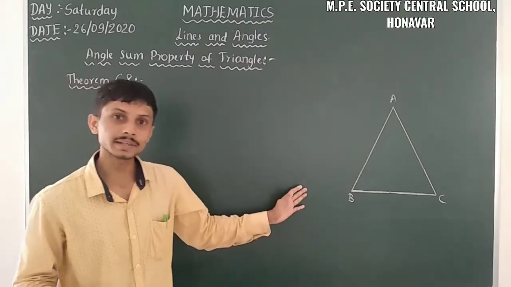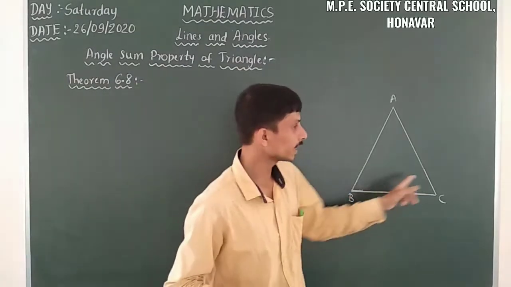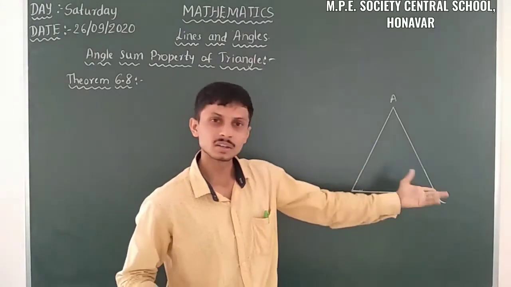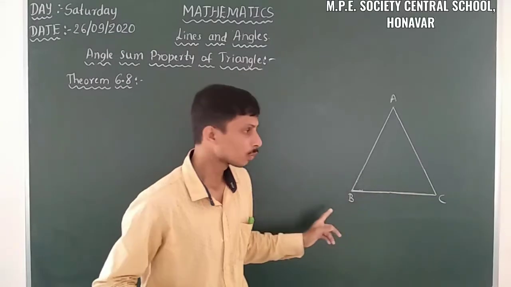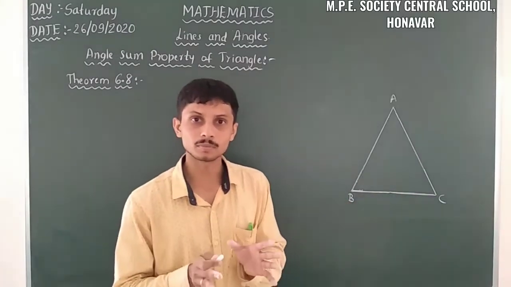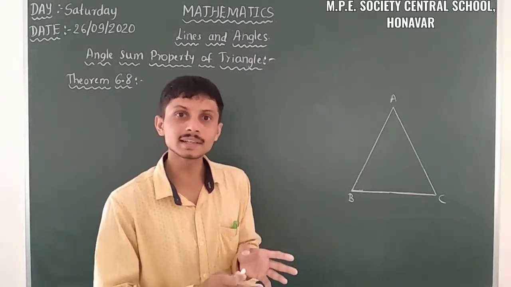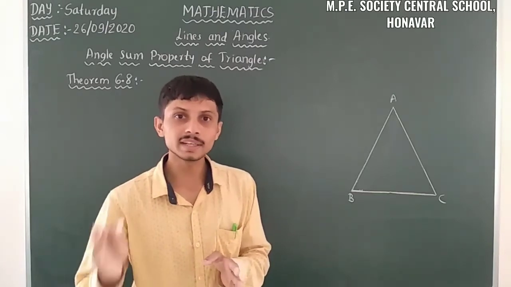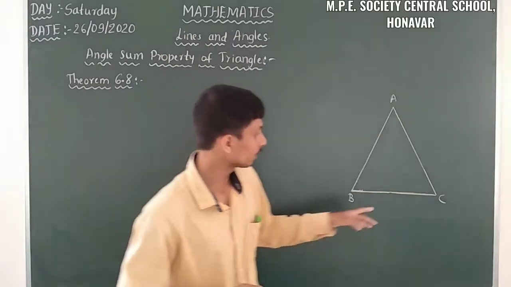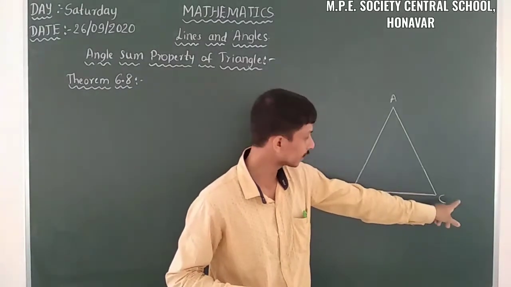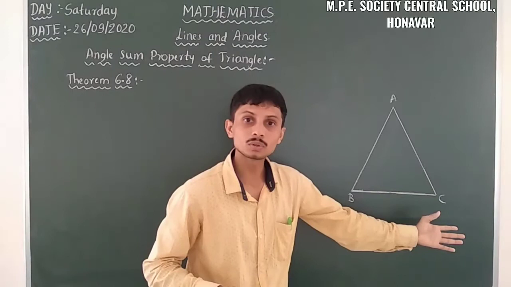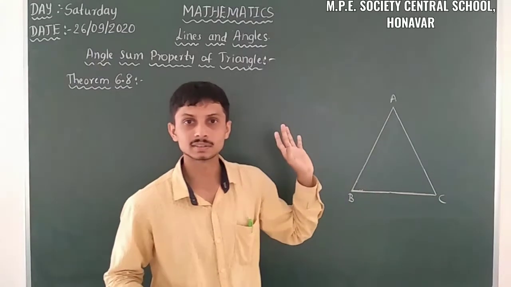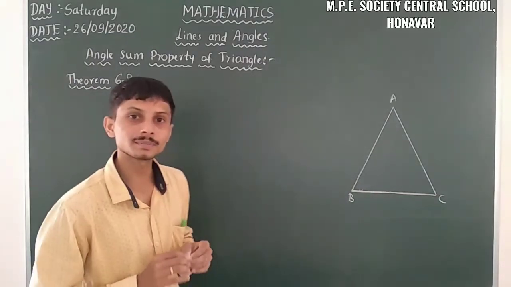So theorem 6.8 states that when a side of a triangle is produced, so any side you can produce, when a side is produced, an exterior angle is formed. That exterior angle is equal to the sum of two interior opposite angles. So that means when we extend one side here, that angle is equal to the sum of two interior opposite angles. So let us take the statement of theorem 6.8.